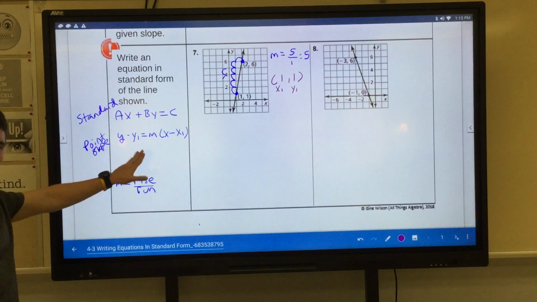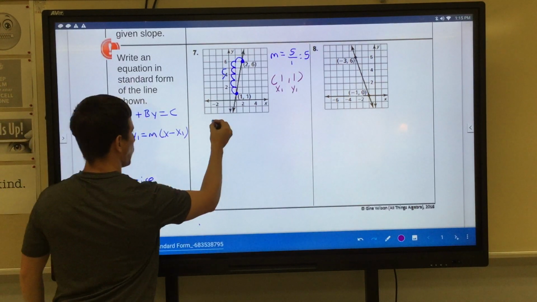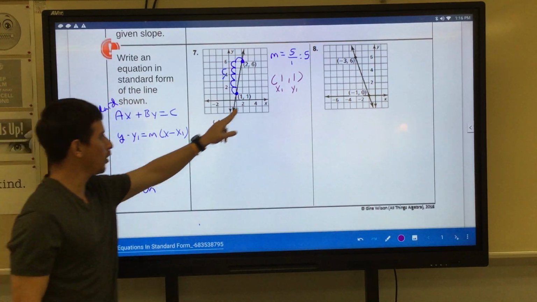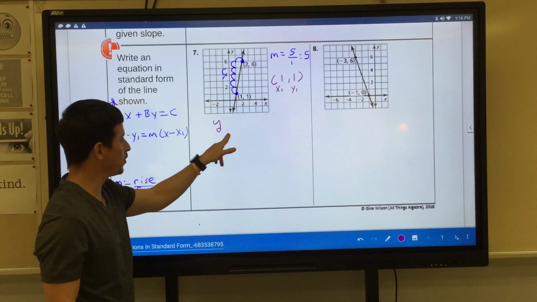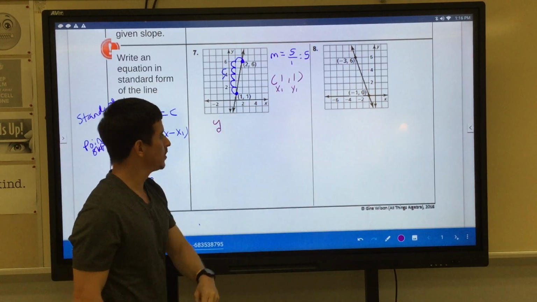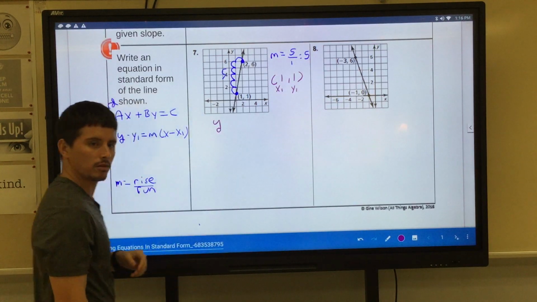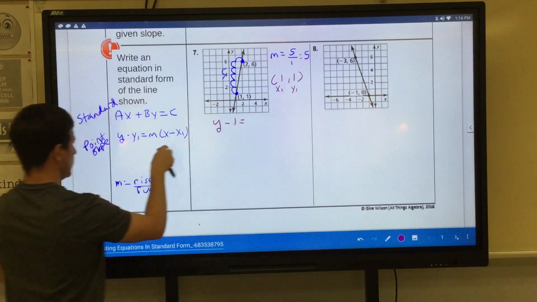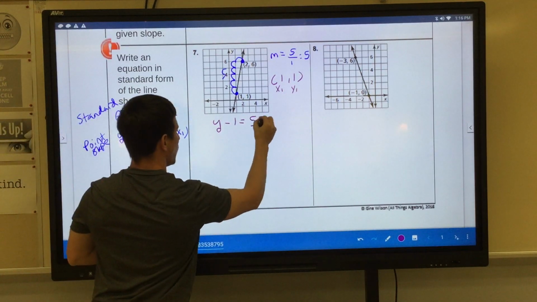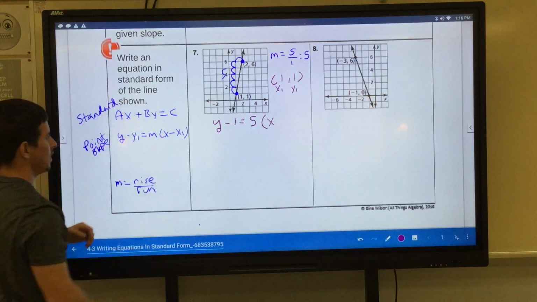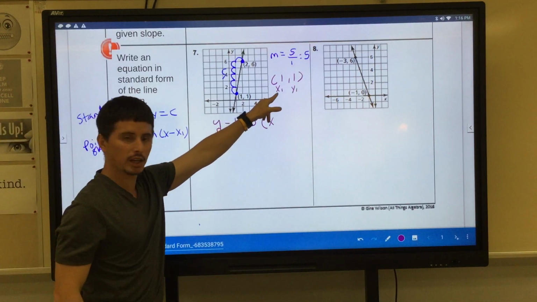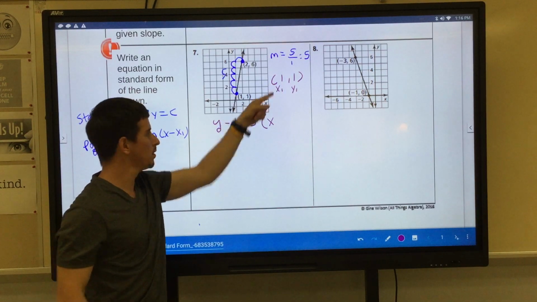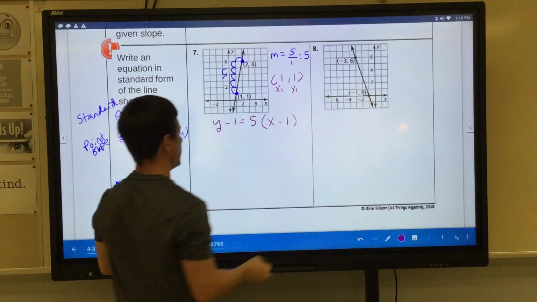So, using the point slope formula, we now have y. Now, it says minus y1. In order for us to go from the point to the formula, we must do the opposite. So what's the opposite of a positive 1? Negative 1. There we go. It's equal to, my slope is 5, open parentheses, x. In order for me to go from this x1 to the formula, I must do the opposite. So what's the opposite of a positive 1? Negative 1. And there we have it.